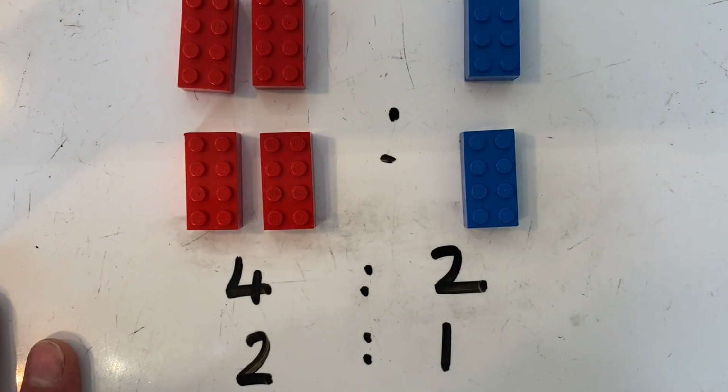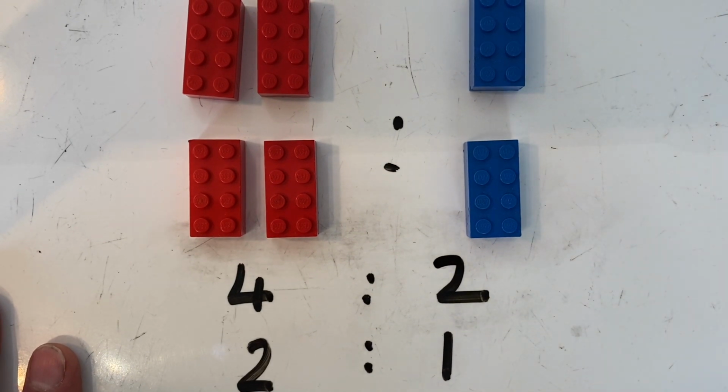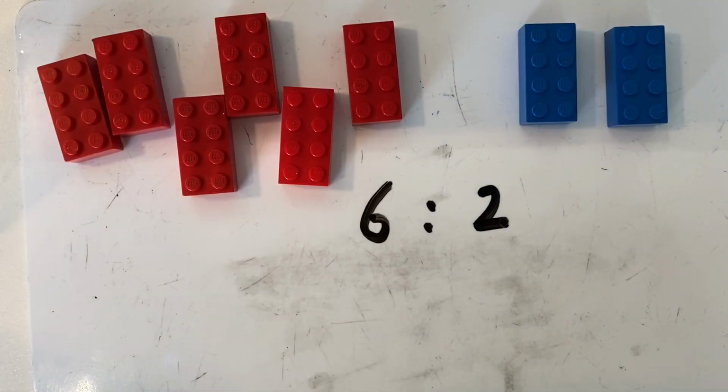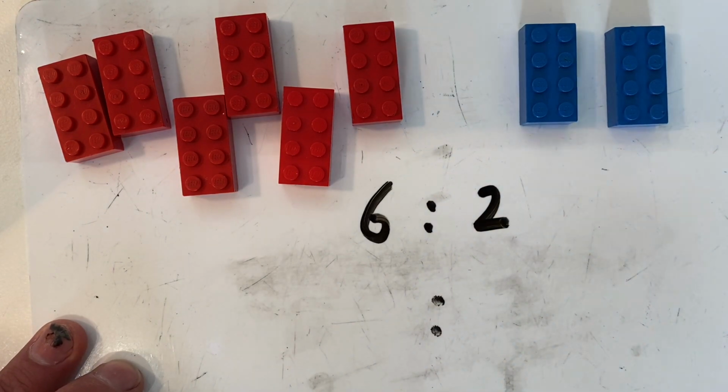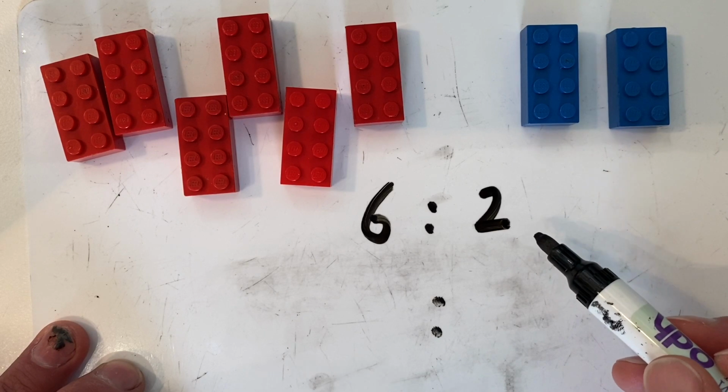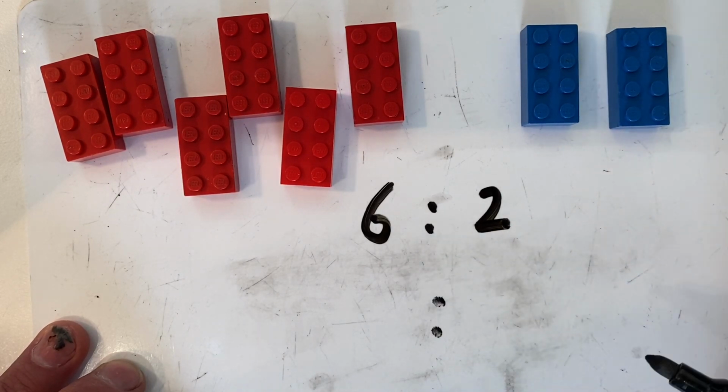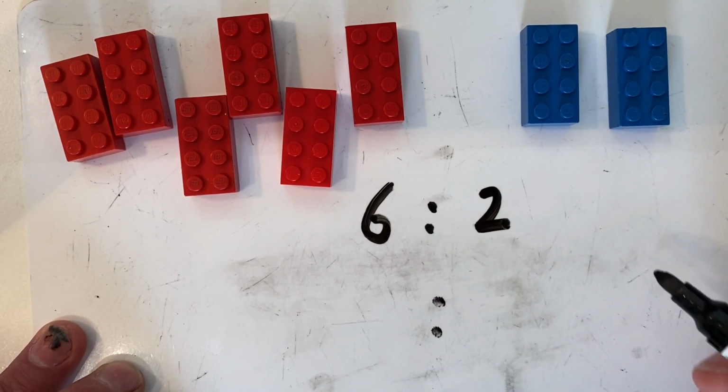Now, if you don't have any Lego bricks, this can be simply done using multiplication facts. Here's a simple example. For every 6 red bricks, there are 2 blue bricks. So we want to do this using our times table knowledge. Now this can be simplified pretty easily. I know that a common factor of 2 and 6 is 2. They're both in the 2 times table.